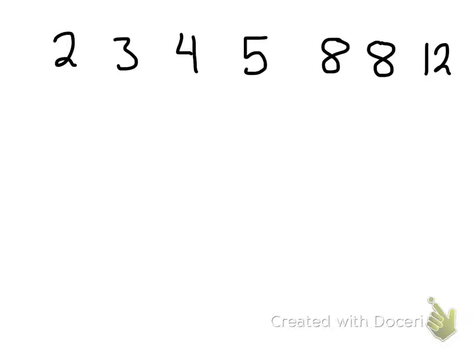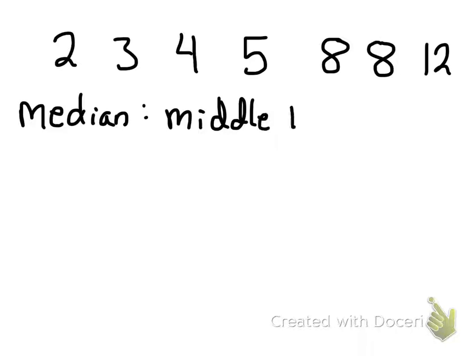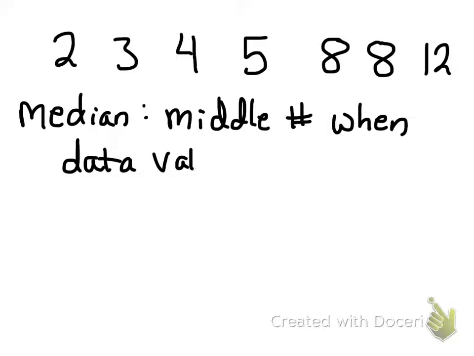All right, we're going to go ahead and use the same set of data in order to define the median. The median is the middle number when data values are written in order. So it's the middle number in a set of data when we list the data values in order from least to greatest. So I've already written my data values in order, starting with 2 and going up to 12.